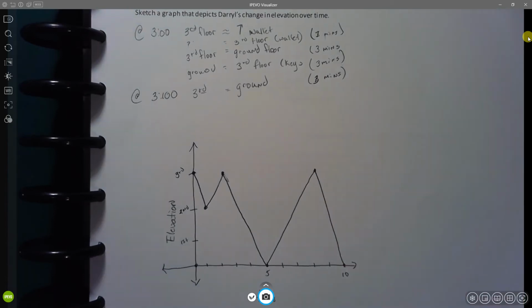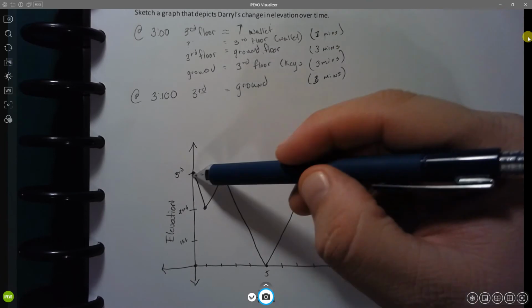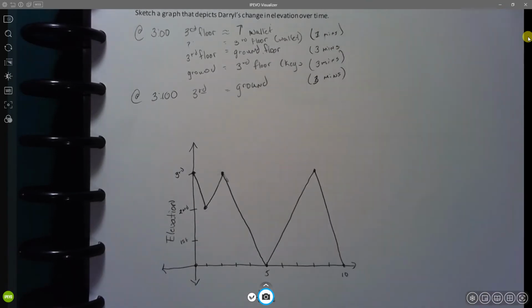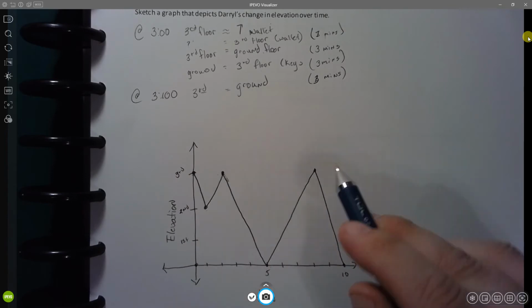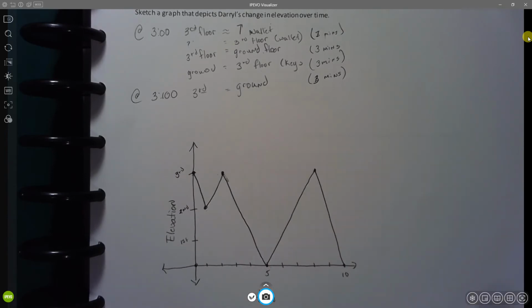That's our 5 points: 1, 2, 3, 4, 5. So that's pretty much his elevation and change over time. It's a little weird and funky, but this is based on the assumption that he followed a certain timeline, but we don't know the timeline, so we're having to estimate. So that's basically what it would look like. Up, down, up, down, up, down, up, down.